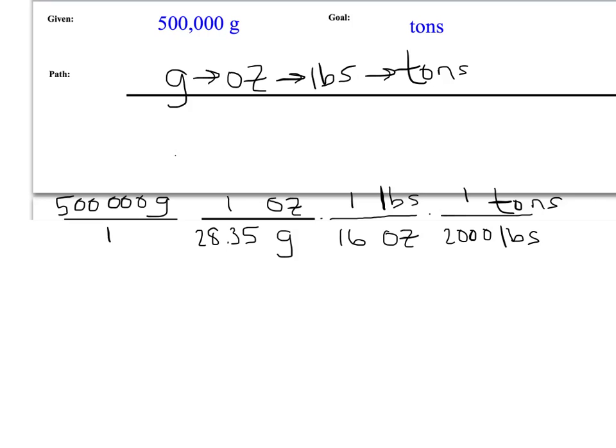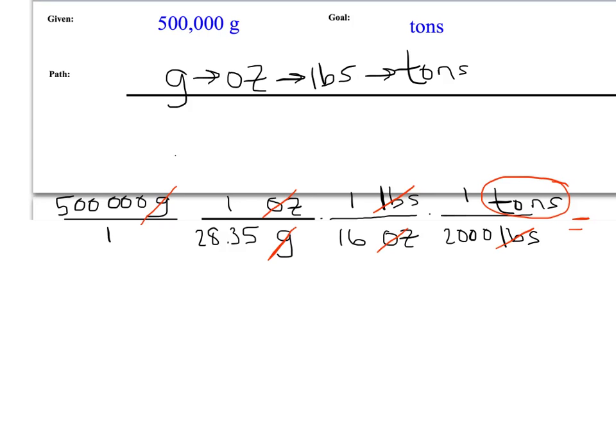What you want to do next is go back and cancel out the units that you find in both the numerator and the denominator. So I see grams in the numerator and in the denominator. I see ounces in the numerator and in the denominator. I see pounds in the numerator and in the denominator. The only unit that's left is tons, which is good because that is what I was supposed to solve for. Now it's all a matter of typing it into my calculator.